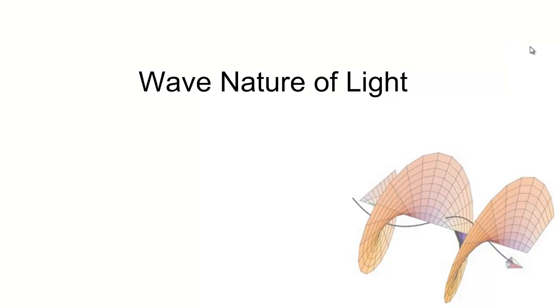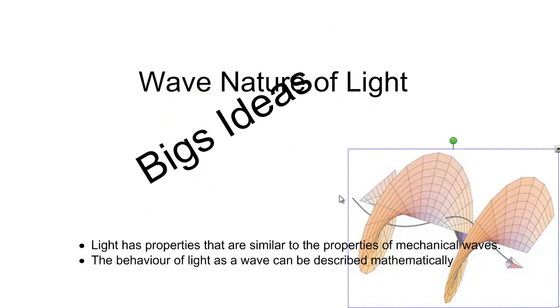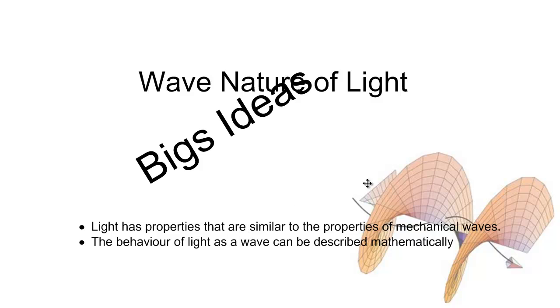The wave nature of light, believe it or not, light is a wave and it acts exactly like the mechanical waves, such as the sound waves that we studied in grade 11. So there's a few big ideas here. Light has properties that are similar to the properties of mechanical waves, and so if I study a water wave, I can actually tell some things about how a light wave is going to behave.